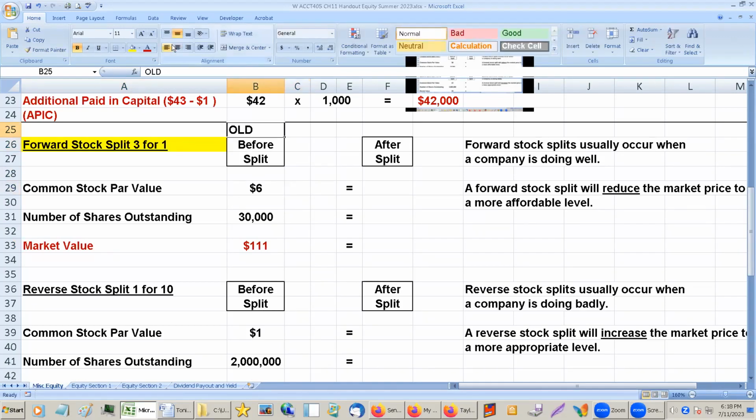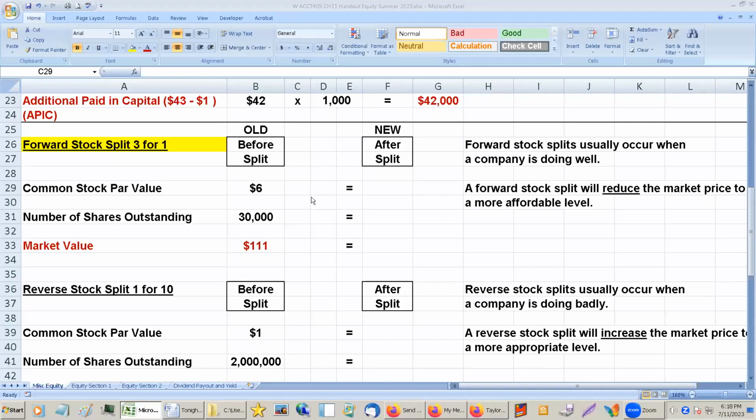Okay, let's center old. And this will be the new. Center new also. So the old stock before the split, we had common value of 6. Now we're going to take this 1 share of stock though. So every share that has common stock is 6, that has a par value of $6, we're going to take it and break it into 3.